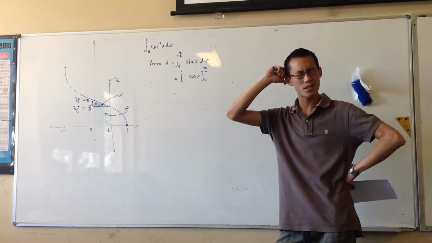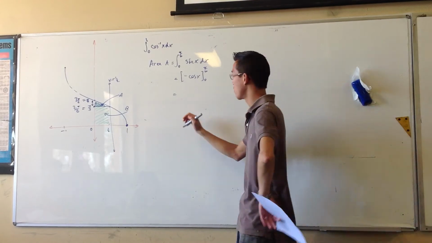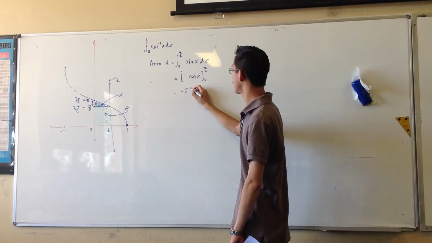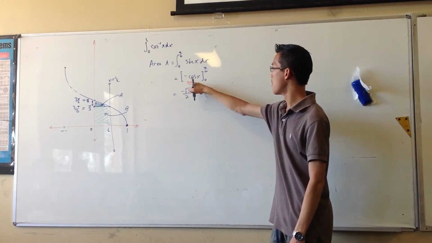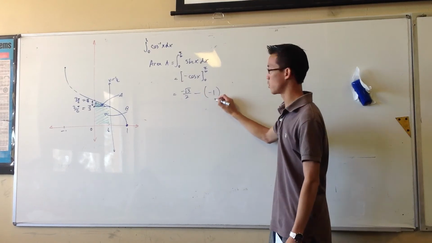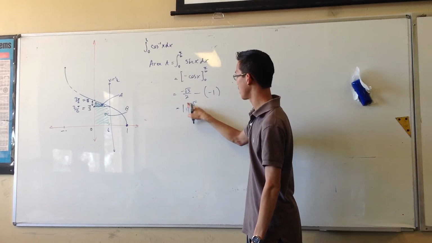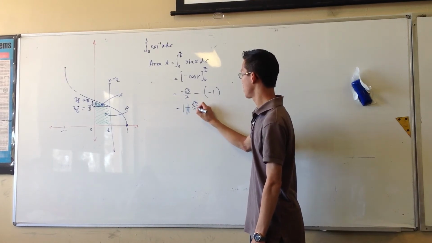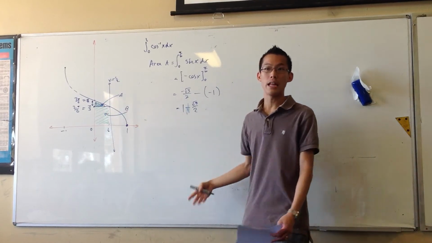So minus cos of pi on 6, that's minus root 3 on 2, right? Minus root 3 on 2, yes? And then you have to take away minus cos of 0. Minus cos of 0 is minus 1, so taking that away gives plus 1. So this area, that little wimpy bit at the top, is 1 minus root 3 on 2. That's area A. Now you work out the other area.